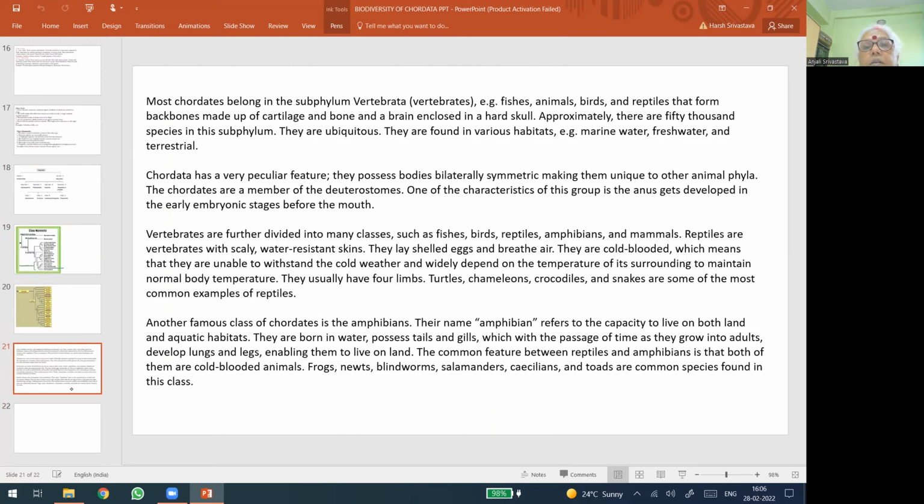So with this ends the diversity of the Chordata, phylum Chordata.